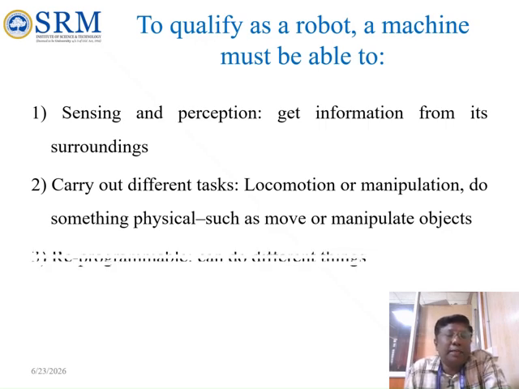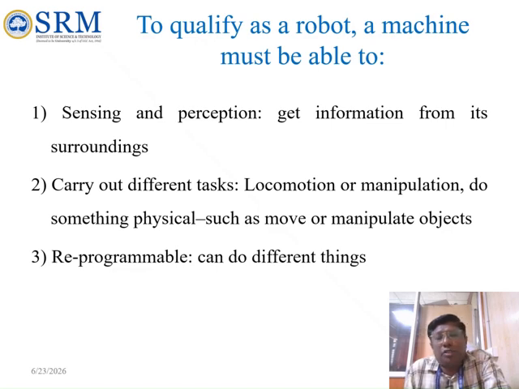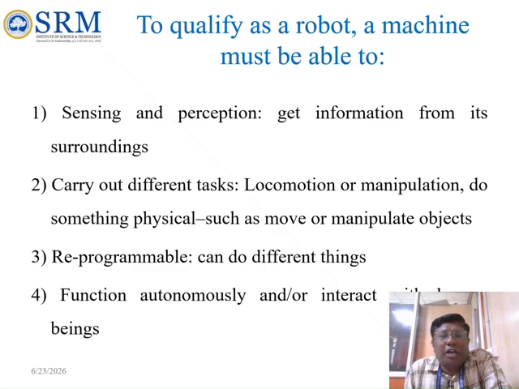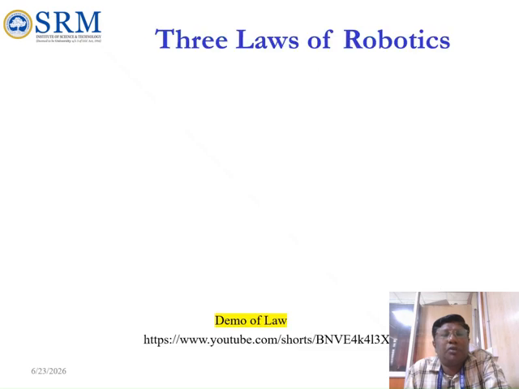Then reprogrammable. It should not be fixed for one task. The robot is mainly used because it is reprogrammable. Whatever the configuration or location, it has to do the job properly, and function autonomously or interact with the surroundings. Autonomously means automatically it has to carry out the function.